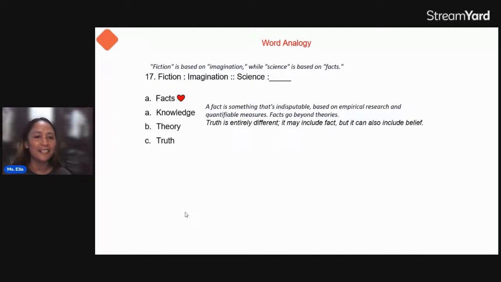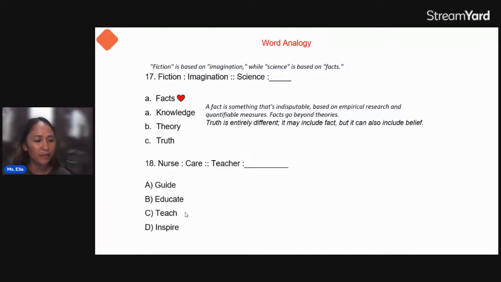Okay, let's continue. Number 18. We have here: nurse is to care and teacher is to blank. Is it A, guide? B, educate? C, teach? Or D, inspire? Again, nurse is to care, teacher is to blank.